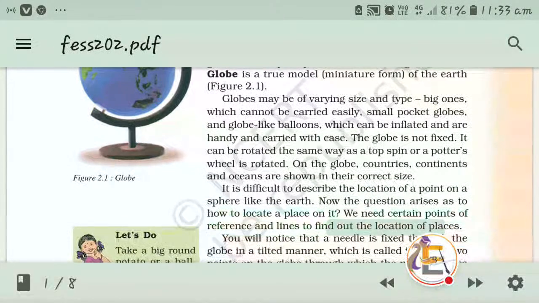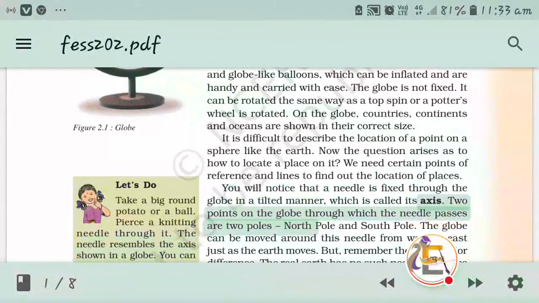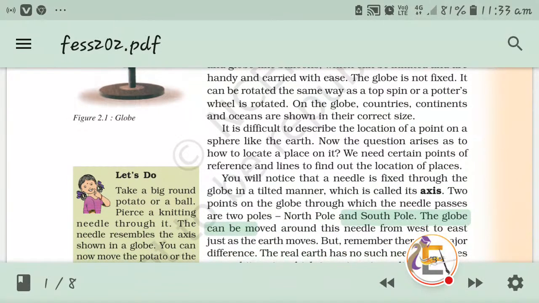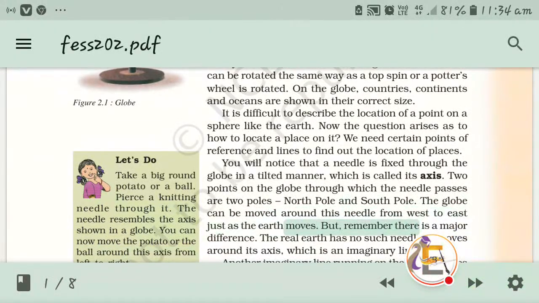You will notice that a needle is fixed through the globe in a tilted manner, which is called its axis. The 2 points on the globe through which the needle passes are the 2 poles, North Pole and South Pole. The globe can be moved around this needle from west to east just as the Earth moves. But remember, there is a major difference. The real Earth has no such needle. It moves around its axis, which is an imaginary line.